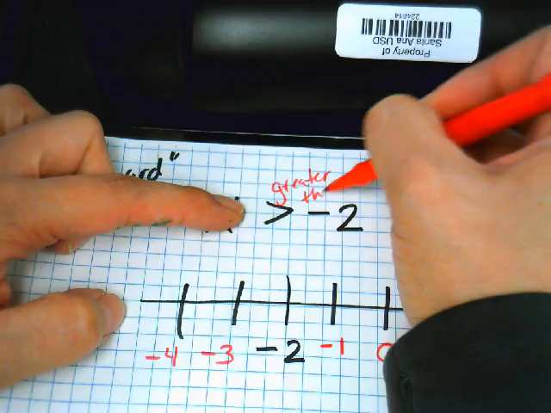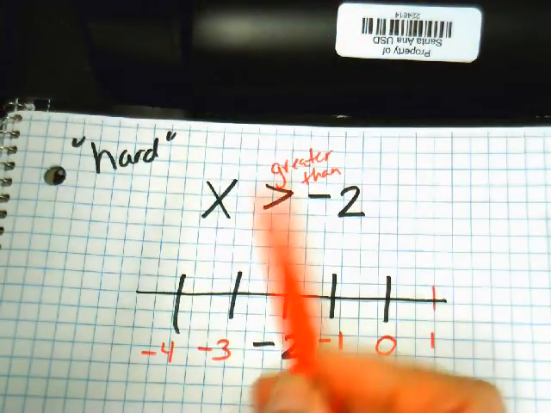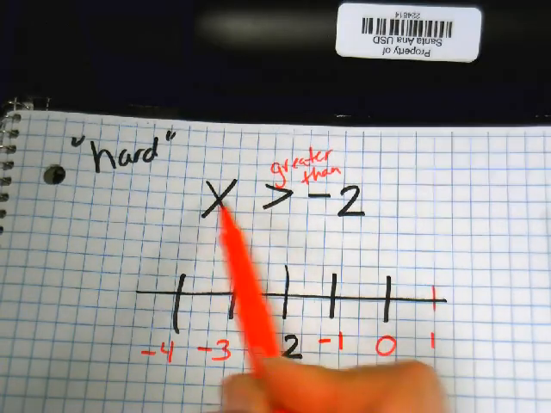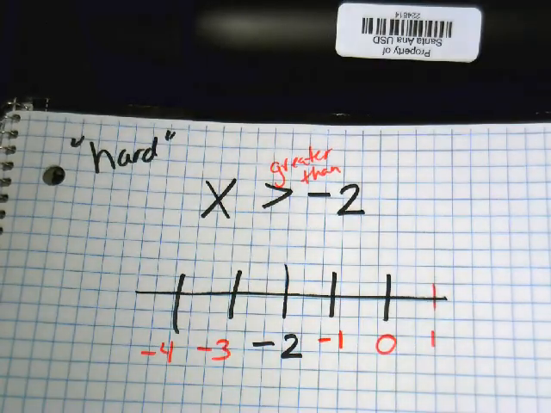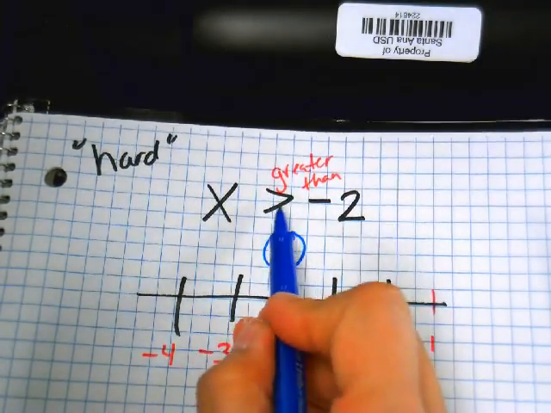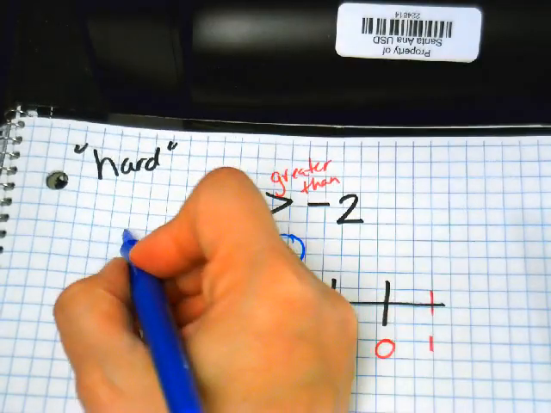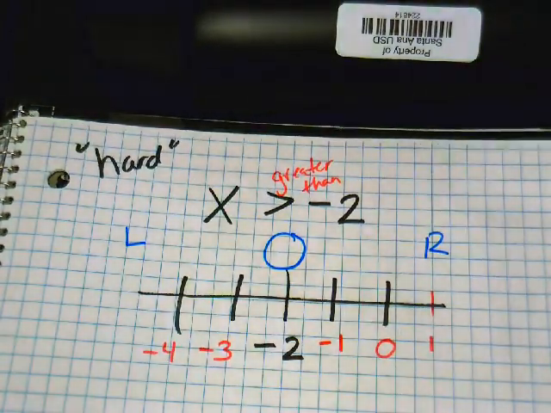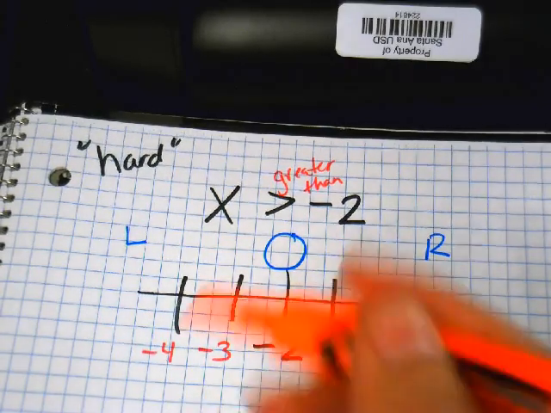Okay, so let's read it. X is greater than negative 2. Are we going to have an open circle or a closed circle? Open. Now, which numbers are greater than negative 2? The numbers on the left or the numbers on the right? Right. So we're going to take our marker and we're going to go this way.